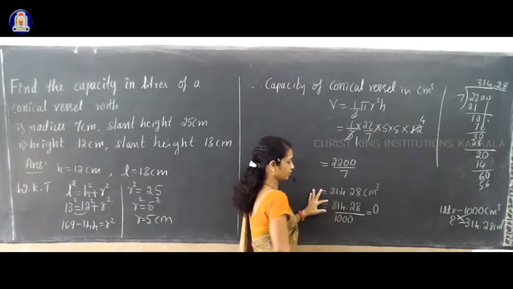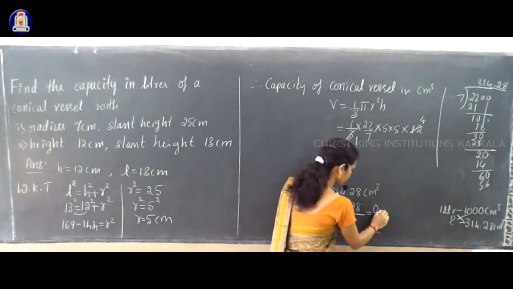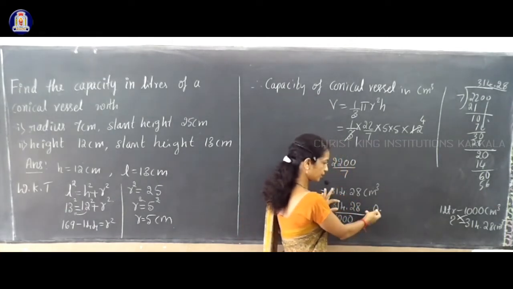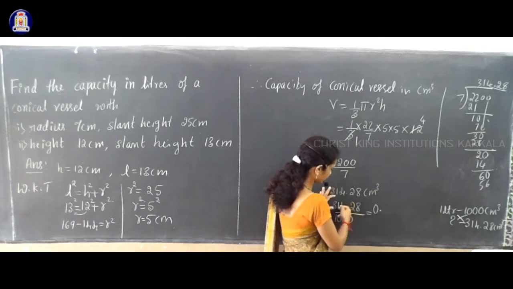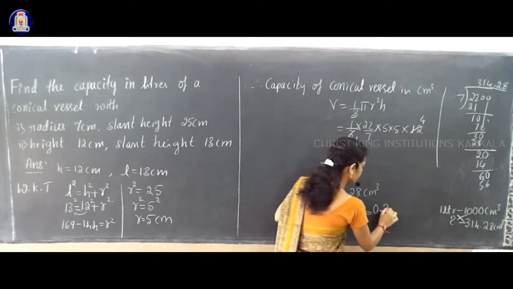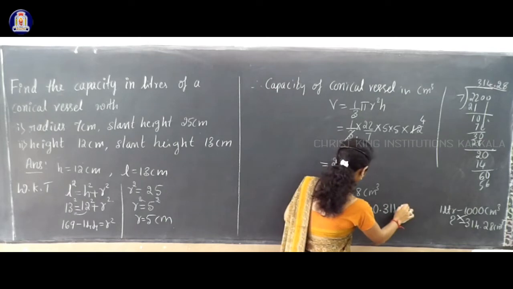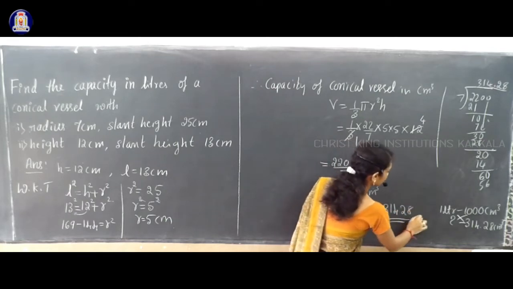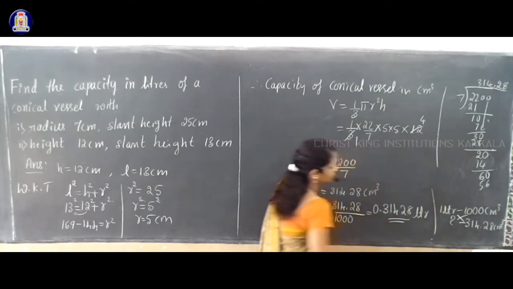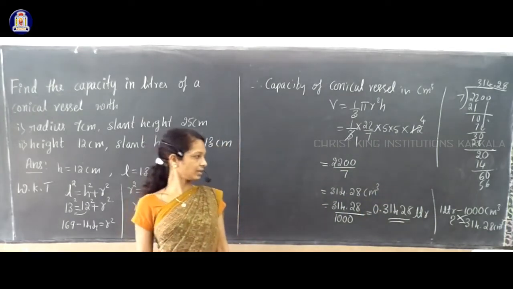0. 1000 doesn't divide 314, so put a point and take a 0 and put a point, then 3142. That is 3 times, next 1 time, 4 time, 2 time, 8 time. Like this you will get the answer, and this is in liter now. So this is the capacity of the vessel in liters.